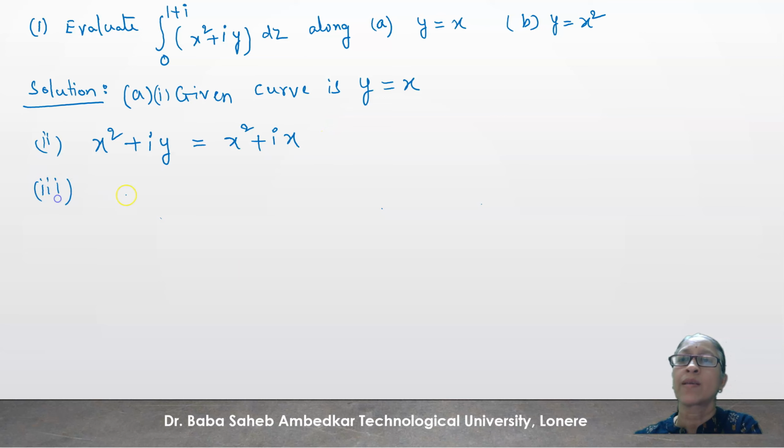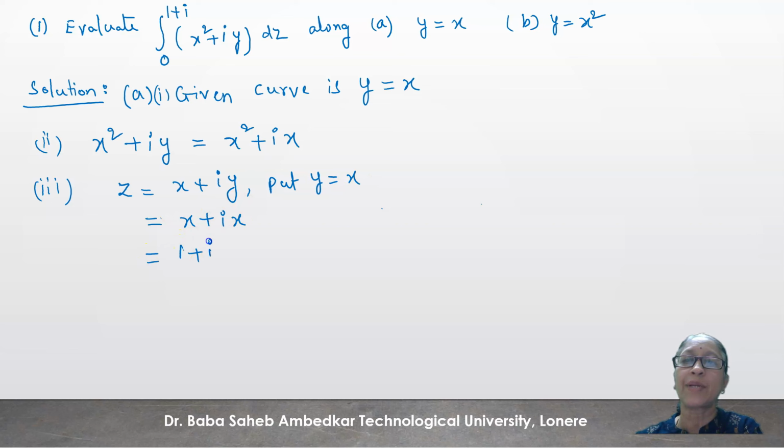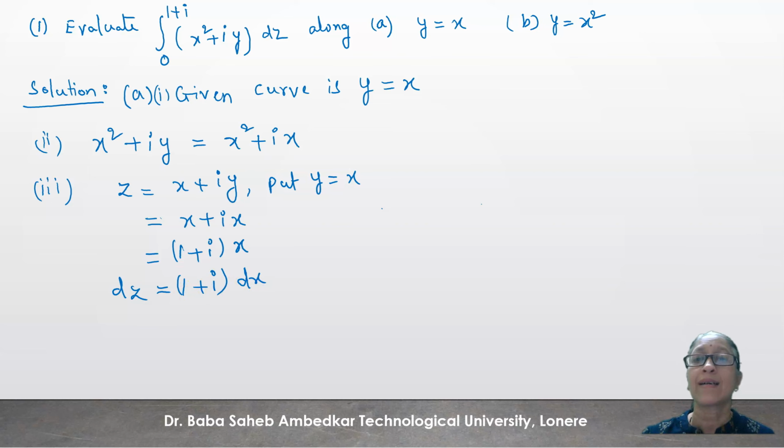Now here, what is z? z equal to x plus iy, right? So we have to convert even z using this y. So here this is x plus iy. Put y equal to x, then you get x plus ix, that means 1 plus i into x. Then find dz. dz equal to 1 plus i into dx. So we have converted the given integrand into x terms, and we have converted dz into dx. Now the next step is we have to find limits.